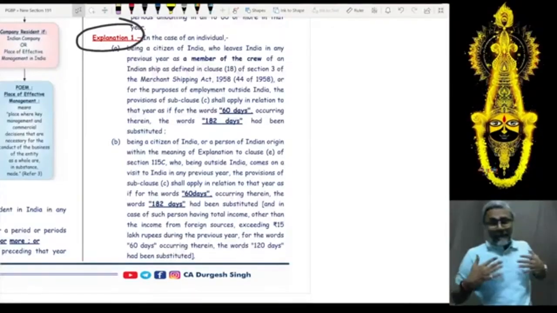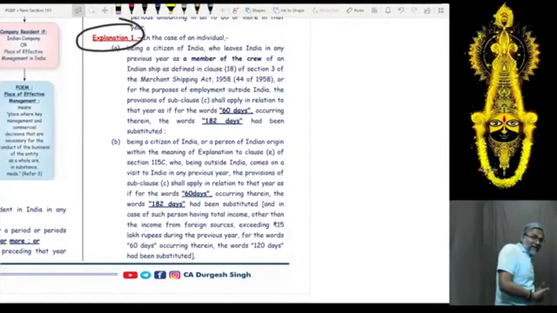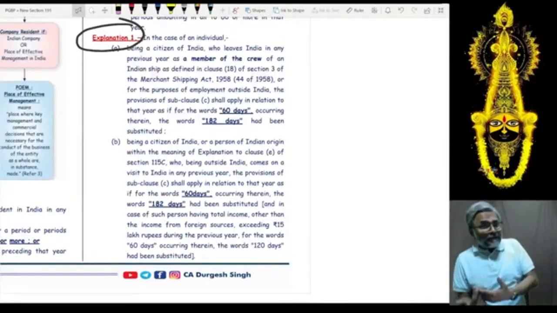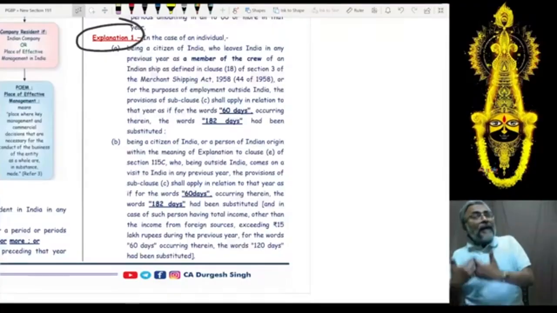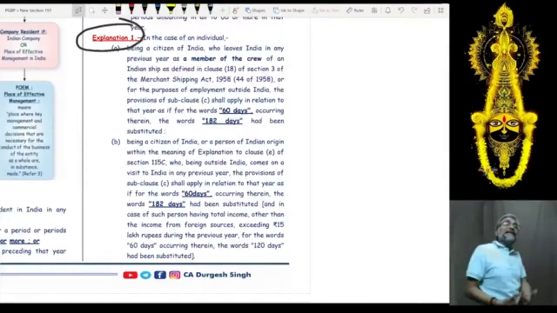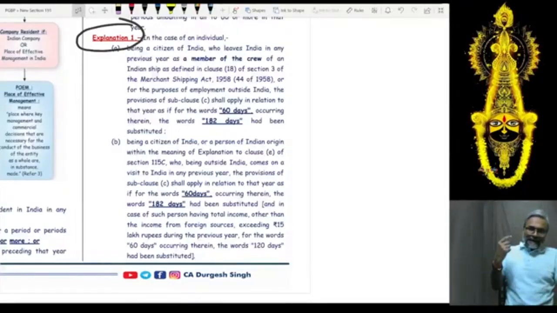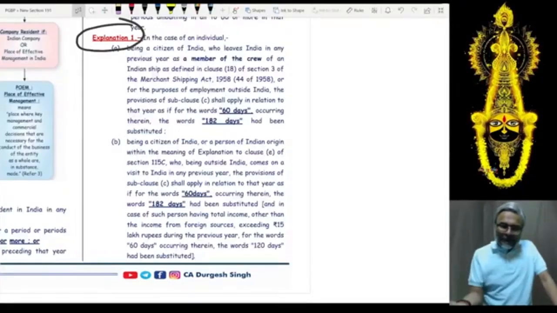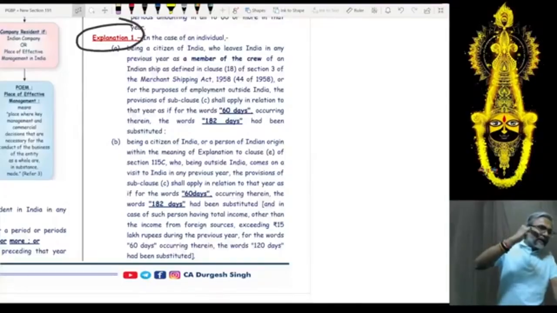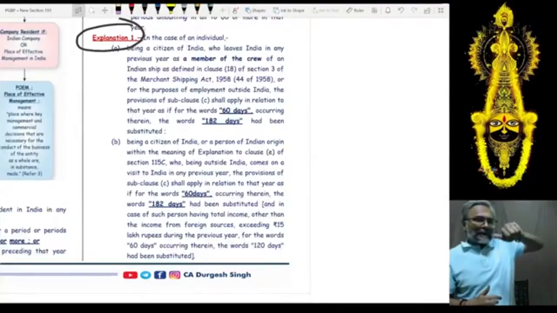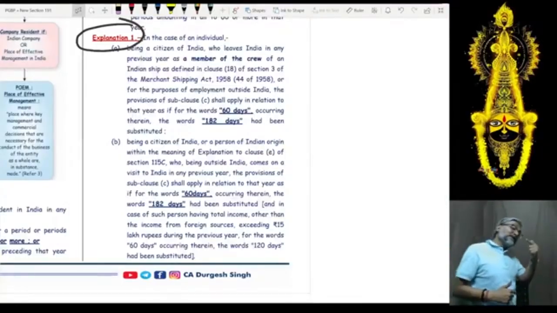Because possibilities are there. If I'm holding the Indian passport, I'm a citizen of India. If I'm not holding the Indian passport, am I still a person of Indian origin? Yes, I am very much a person of Indian origin. And that is the reason why, students, in that particular case, who is coming to India for visit purpose? Either a person of Indian origin or a citizen of India.